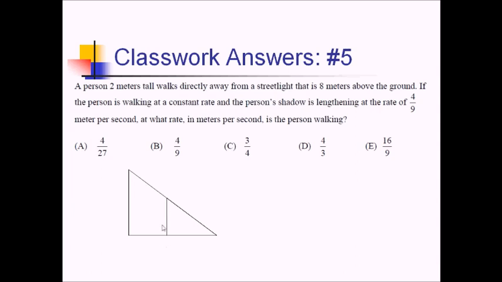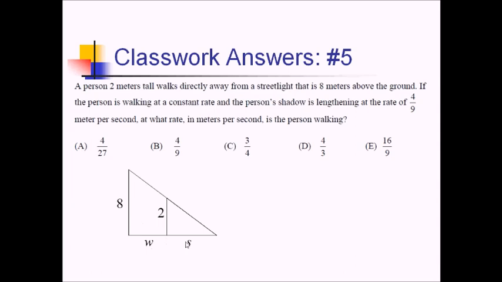So putting on some numbers, this vertical line is 2. That's the height of the person, 2 meters. The street light, they said, was 8 meters. And then we have to represent these distances too, because we've got some rates of change for these. So I'm going to call this distance here between the person and the end of the shadow S. This is the length of the shadow. And I'm going to do another distance over here, which I'm going to call W, which is the distance that the person has walked away from that street light.